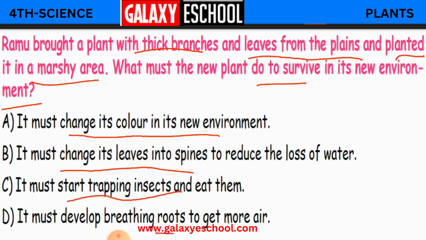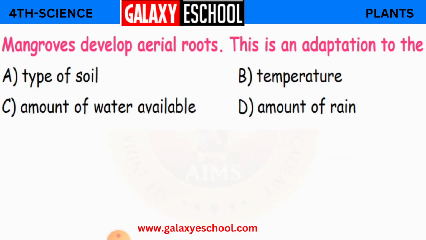D is, it must develop breathing roots to get more air. Yes, children, because as we learned, marshy area plants have breathing roots. Why? To get more air. So as this plant has also been planted here, for its survival it must develop breathing roots to get more air. So D is the correct option. Clear, children? Now the next question.